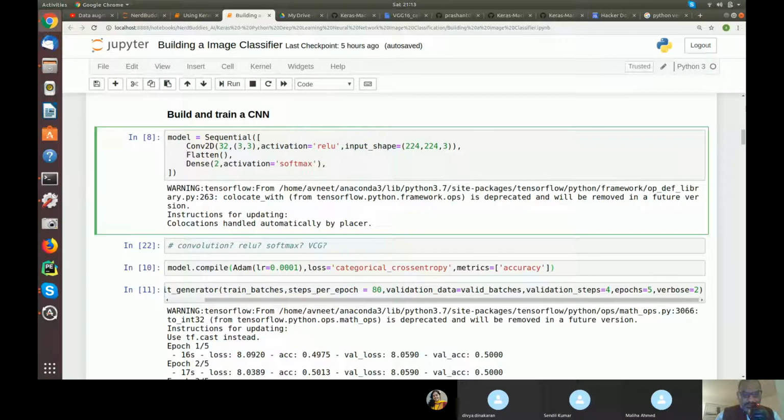And these are the layers that do most of the magic for image analysis. Flatten is just to convert all that information into a single flat vector. And final is dense. Dense just means that all the nodes are connected to all the nodes of the other layer. And the activation function is softmax.